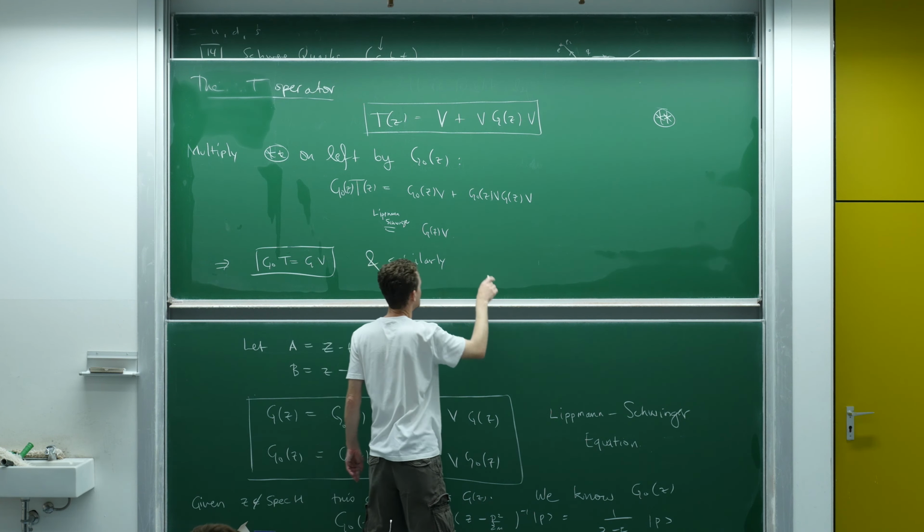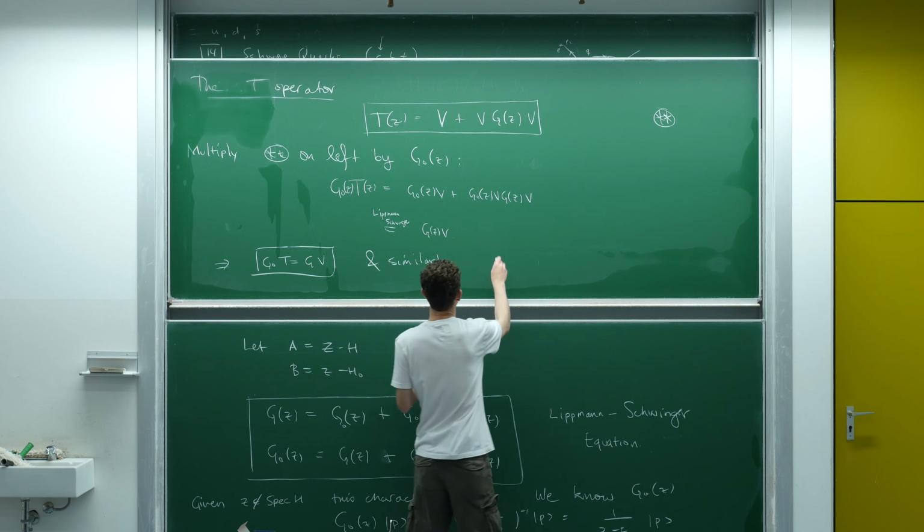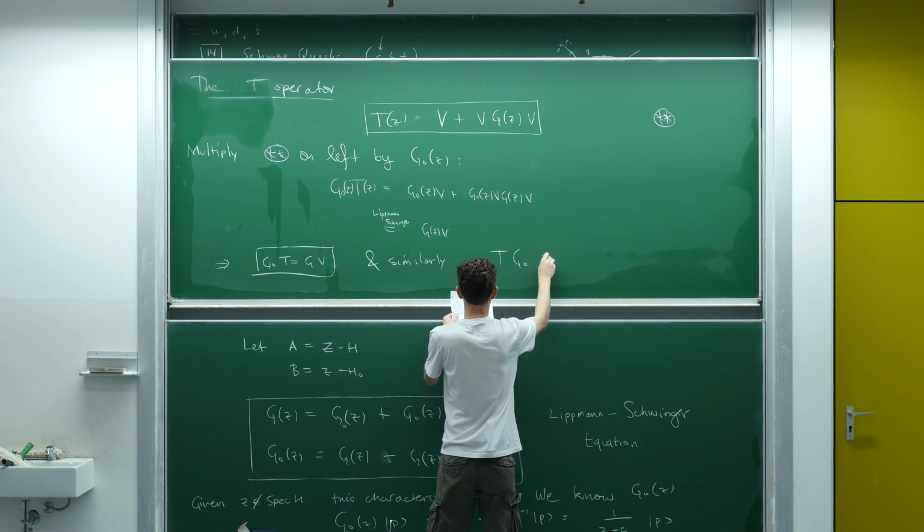And similarly, if you do it from the right-hand side, everything looks more or less symmetric. You get T G naught equals V G.